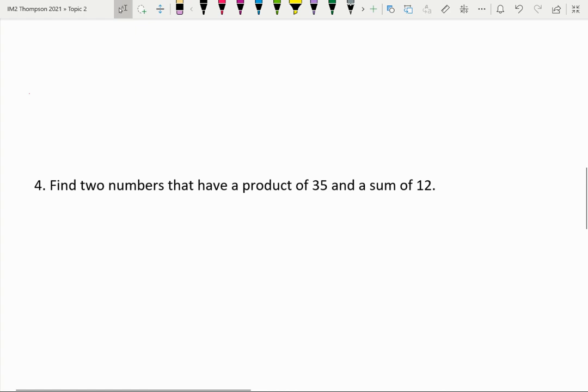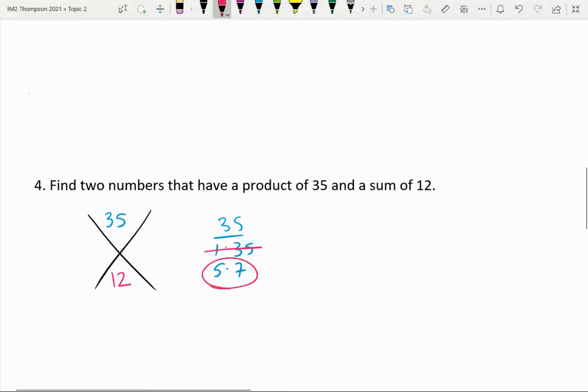Okay, you should have 5 and 7. Hopefully. Both positive. So when I make a list here of things that multiply to 35, there's not a lot of options. I have 1 and 35 and 5 and 7. Well, 1 plus 35 is 36. I subtract to get 34. That doesn't give me 12. But 5 and 7 does give me 12.